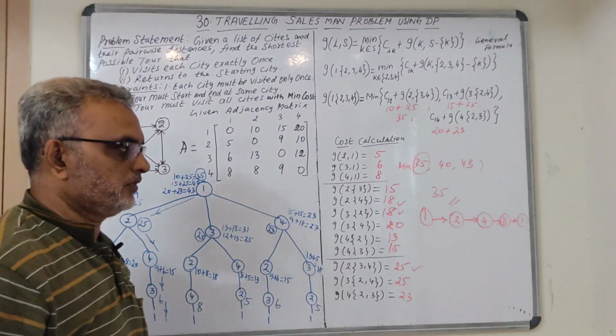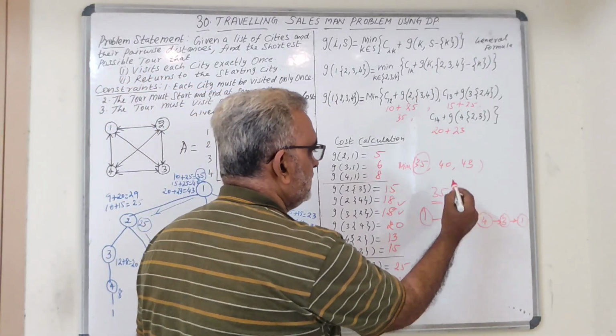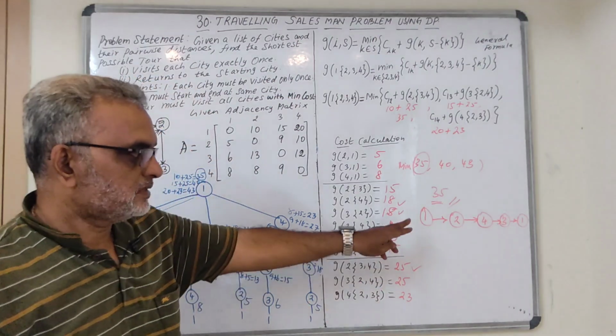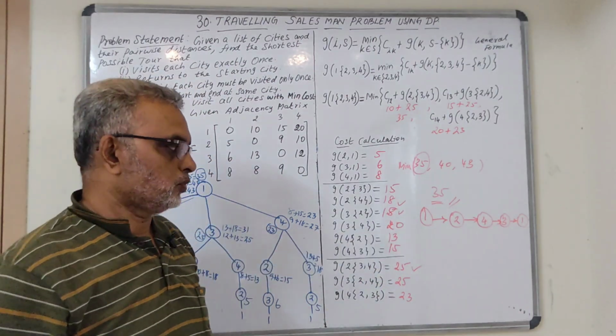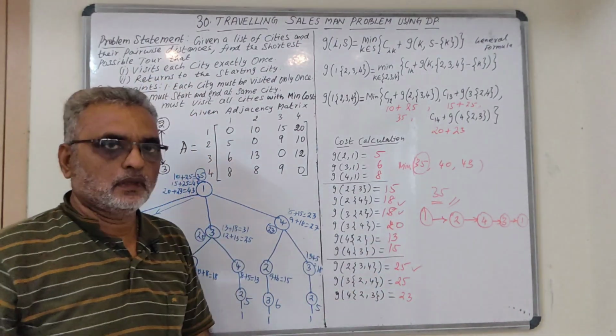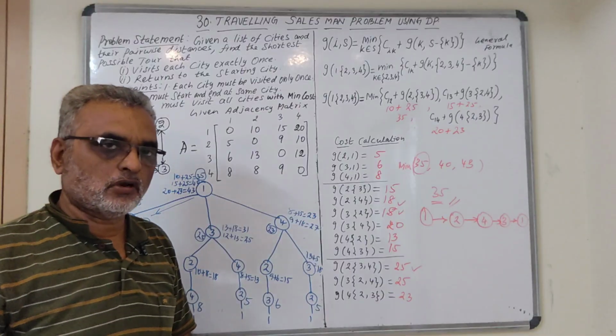So now we got the solution: 35 is the minimum cost, and this is the actual route which yields this value. I hope you understood the concept.